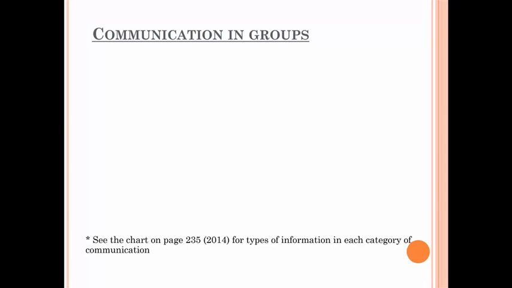Just as there are different types of roles in groups, there are also different types of communication. If you see the chart on page 235 of the 2014 edition, Wood actually breaks down some more types of information in each of these categories that I'm going to talk about. So the first type of communication in groups is task communication. This is communication specifically focused on the ideas, the information, and clarification of those ideas and information.